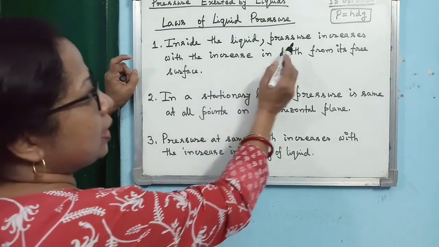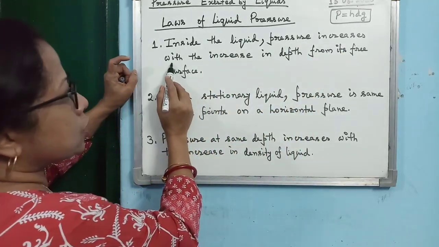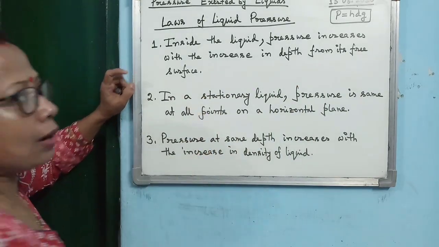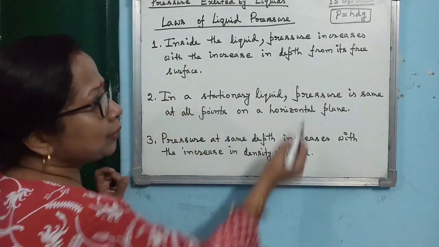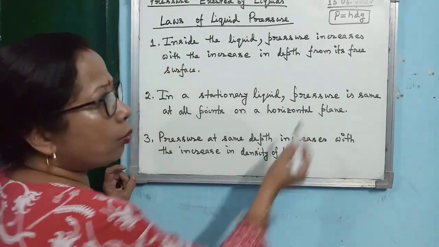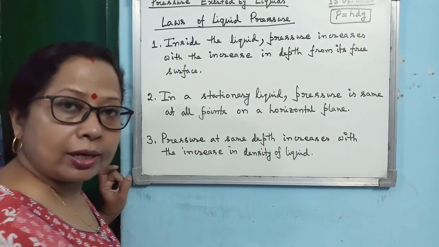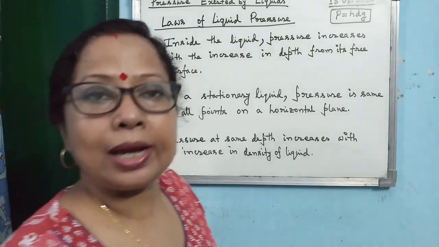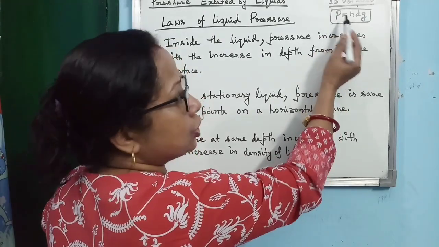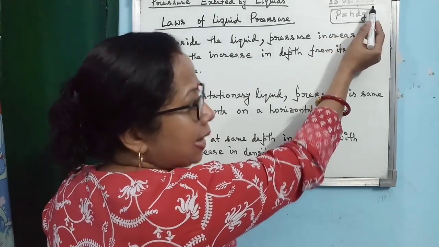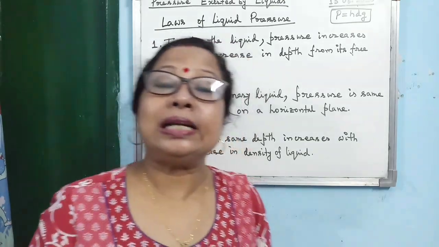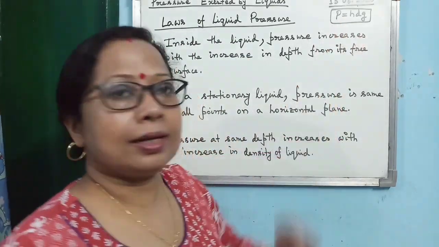Inside the liquid, pressure increases with the increase in depth from the free surface. Now look at the expression. In the expression, P is equal to H into D into G. What does H represent? I said already, that is the depth of the liquid from the free surface. So you see, according to this relation, when you increase H, what will happen to P? P will increase, and when you decrease H, P will decrease.